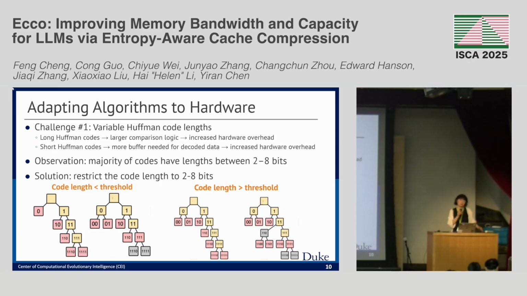To implement this compression algorithm in hardware efficiently, we address several challenges. The first one is that Huffman coding has a variable code length. But we observe that most of the codes fall into the 2 to 8 bit range. So to simplify the hardware logic, we restrict all the codes to be within the range of 2 to 8 bits.